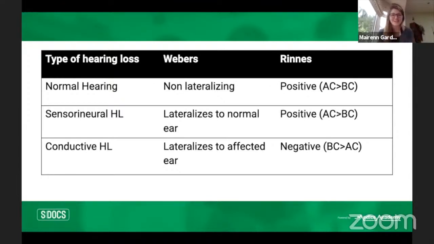I'll go over a case just to, again, go over this again. Conductive hearing loss will have a negative Rinneys test, so they won't be able to hear it when you move it in front of the ear. And you then go back and it'll be lateralized to the affected ear.